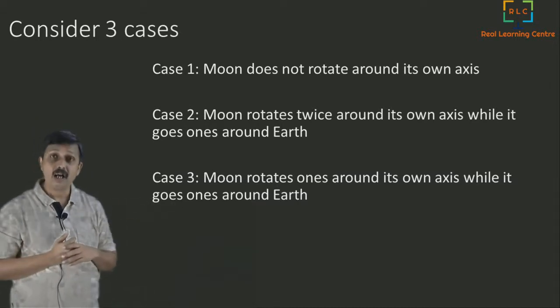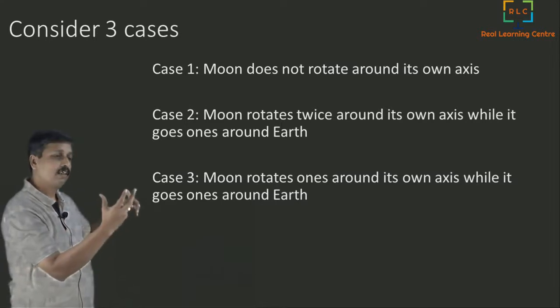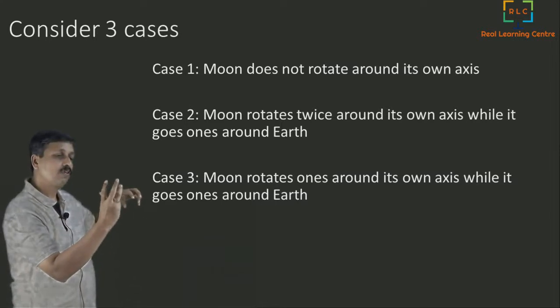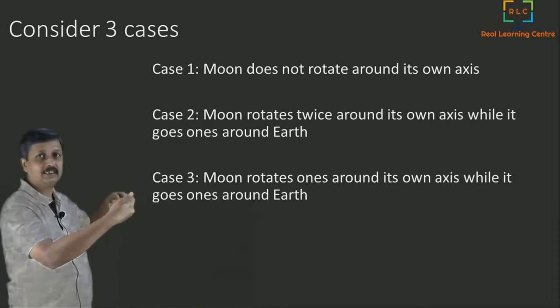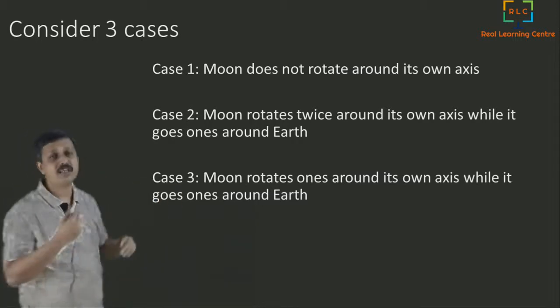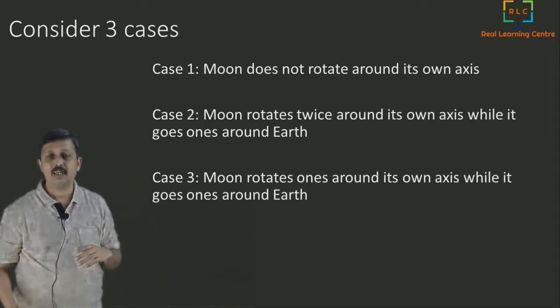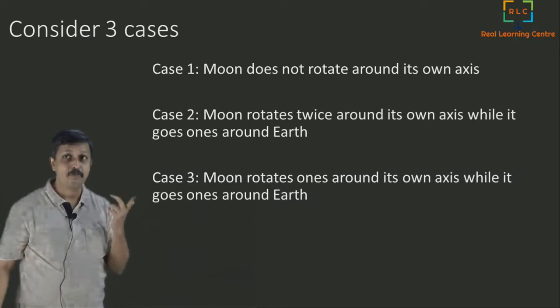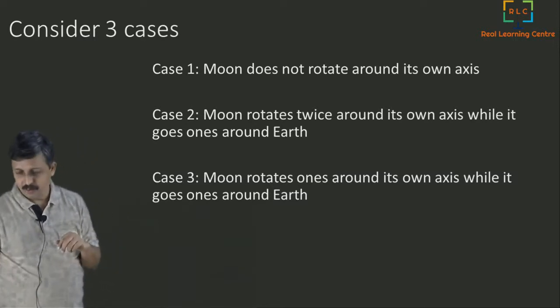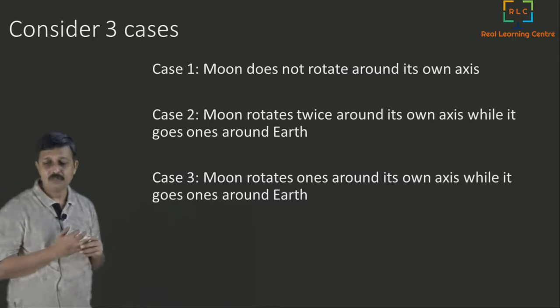And lastly, we will take the Moon rotating only once around its axis by the time it finishes one round around the Earth. I want to see whether that is a possibility. So how do we see that? First of all, the Moon does not rotate.